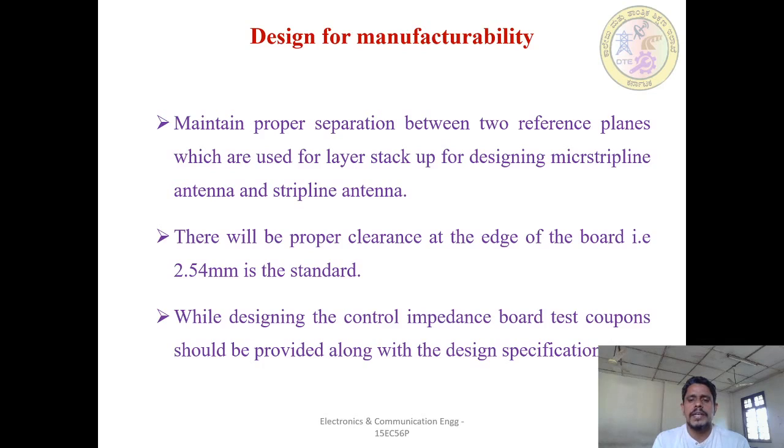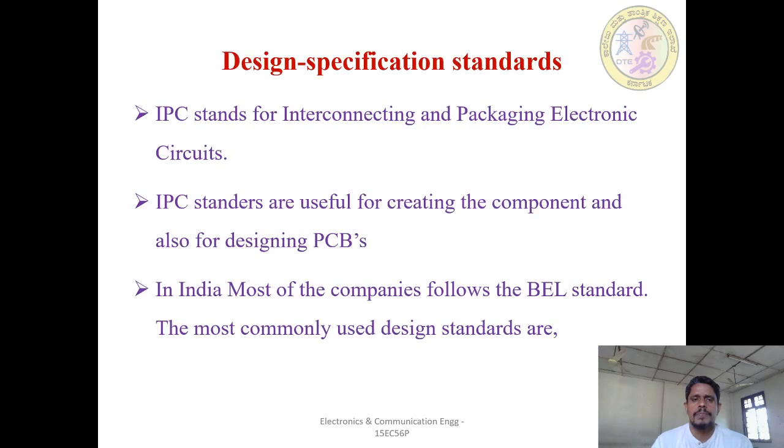There should be proper clearance at the edge of the board, that is 2.54 mm for a standard board. That is the edge clearance around the PCB. In that edge clearance, nothing should come: track should not fall, pad should not fall, mounting holes should not fall, otherwise the PCB will be damaged. While designing the controlled impedance board, test coupons should be provided along with the design specifications. For that, extra material should be provided and the PCB manufacturing cost becomes more.